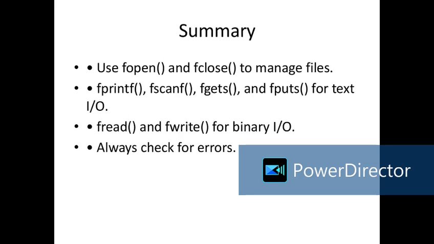Summary. To summarize, use fopen and fclose to manage files. Use fprintf, fscanf, fgets for text files. Use fwrite and fread for binary files. Always check for errors and choose the correct file mode. Use text for simplicity, binary for speed and structure. File handling is crucial for real-world apps like data logging, file-based databases, or saving game states.